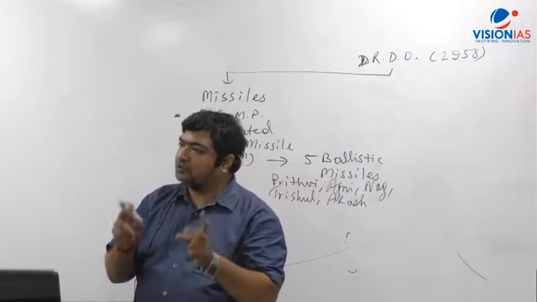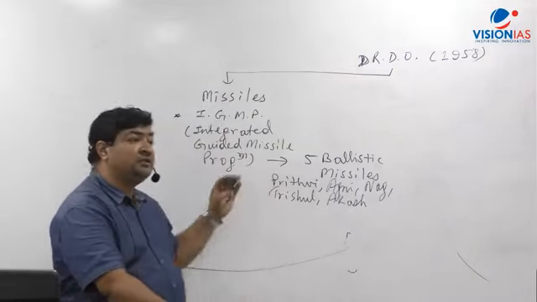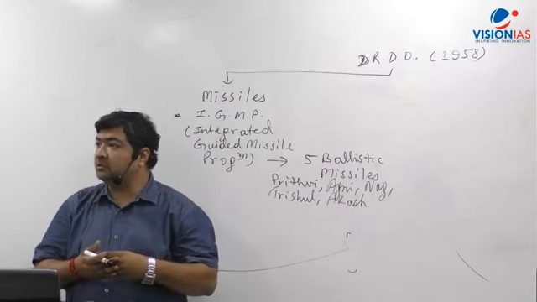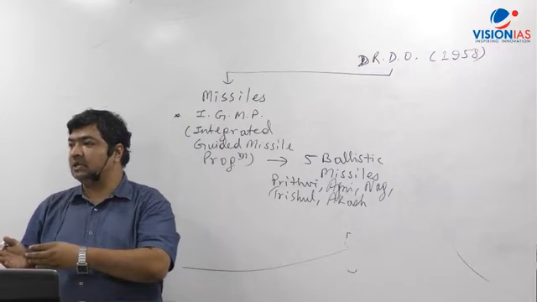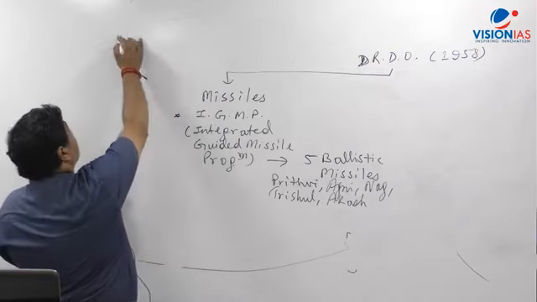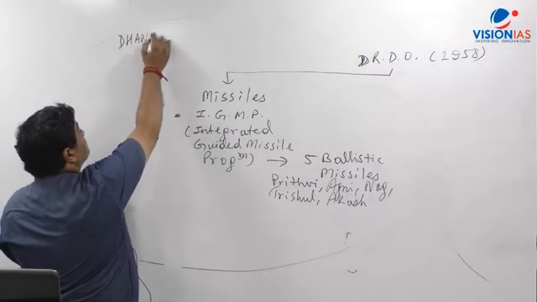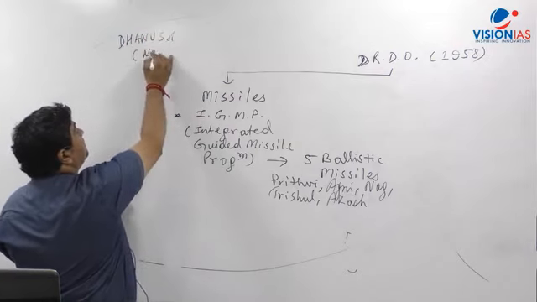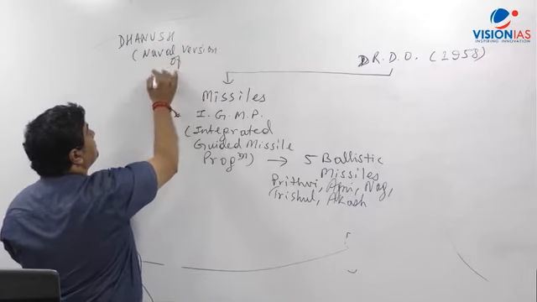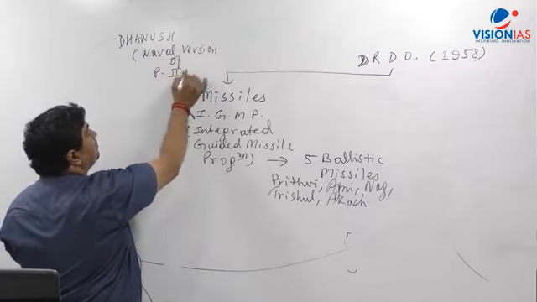There is a version of Prithvi which later was developed. Here we are talking surface to surface, land to land. There was a version of Prithvi developed for the Navy, Indian Navy. And that is given the name Dhanush. Right? So let me write separately there. Dhanush is the naval version of Prithvi 2. It's a Prithvi 2 missile, naval version of Prithvi 2 missile.